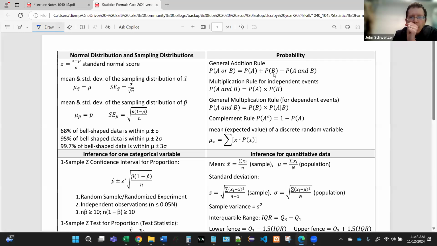When we're looking at a compound event where it's an or, A or B, then we use the addition rule, right? Sometimes in life it's A or B. You apply for a job and they say, okay, you need 3 years of experience or a degree. So when it's an or, it's addition. And if they're overlapping, if they're not disjoint, then you have to subtract off the overlap.